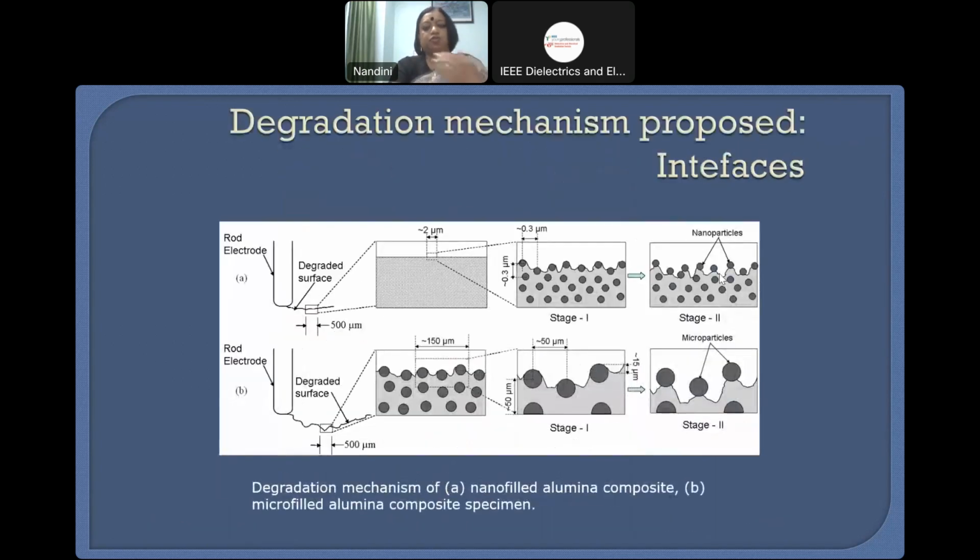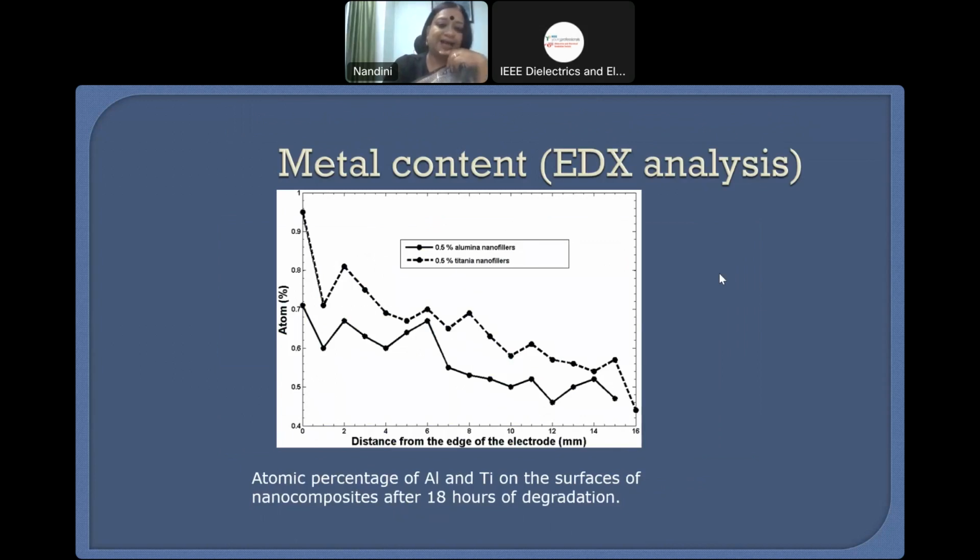Now, if this were true, it would mean that with the passage of time, there would be more and more nanoparticles accumulating on the surface. So with degradation, what we should see is more and more alumina. In case of alumina, we should see more aluminium on the surface. So an EDX analysis shows exactly that: as you have more and more degradation, the percentage of aluminium in case of alumina composites increases. If you use titanium nanocomposite in epoxy, titanium fillers, the content of titanium increases on the surface. So this kind of lends credence to our hypothesis.